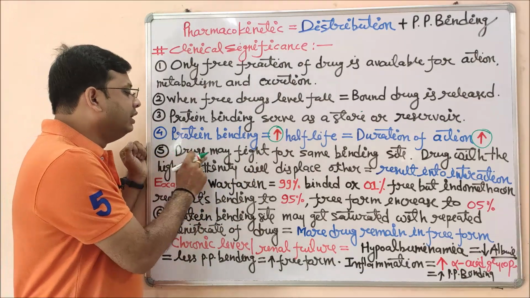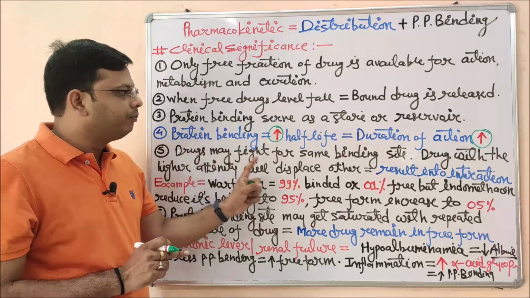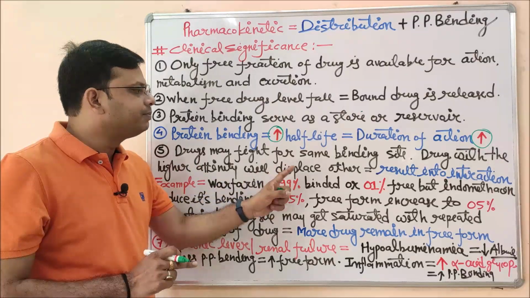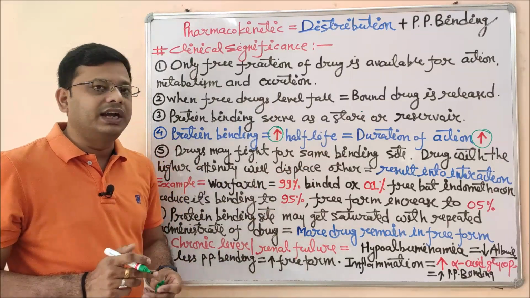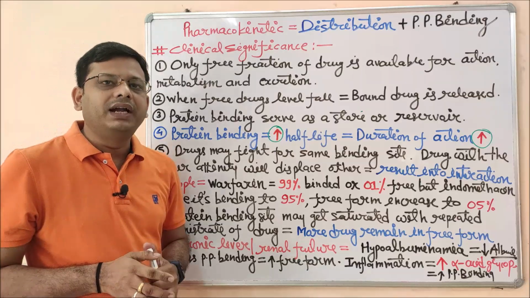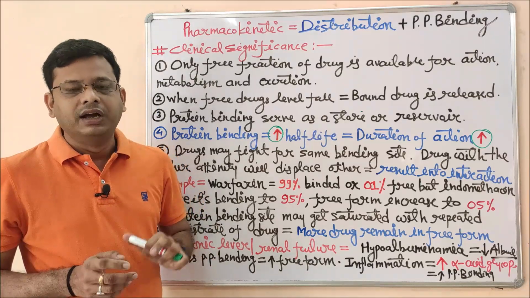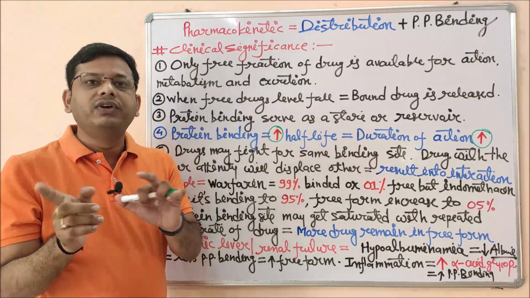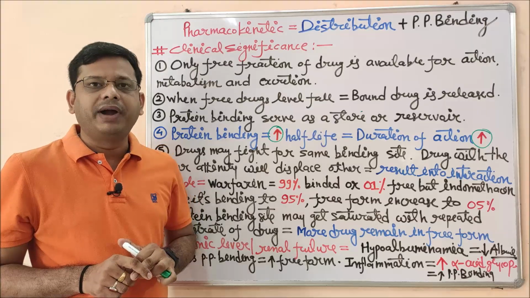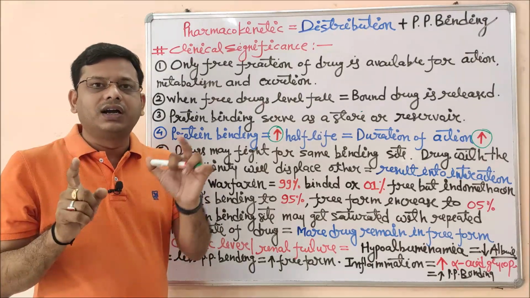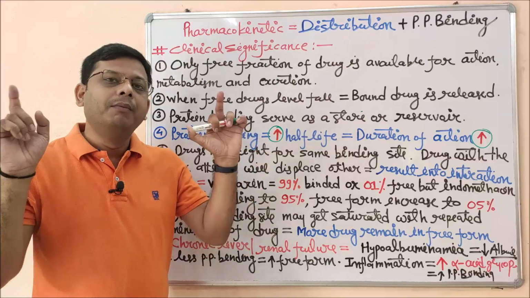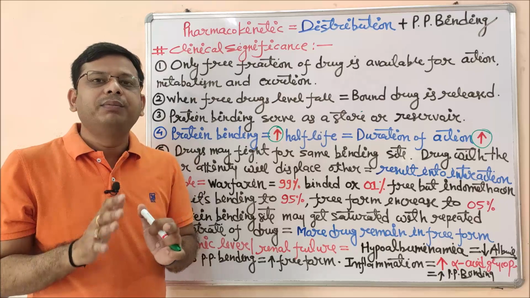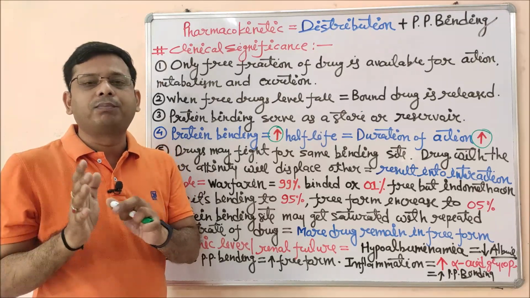Now coming to the next one: drugs may compete for the same binding site, and the drug with higher affinity will displace the other, which may result in drug interaction. See, plasma protein binding can be of two types, for acidic and basic drugs. For example, if two acidic drugs have different affinity for the particular plasma protein, that is albumin, say drug A and drug B, and drug A has higher affinity for albumin, then it may displace drug B from plasma protein binding.